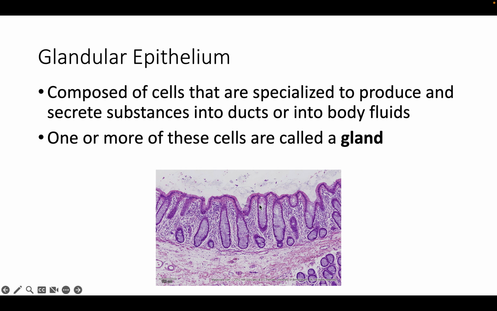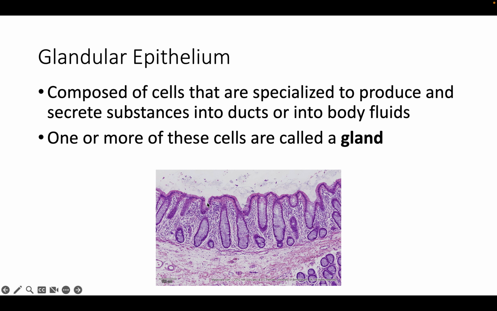Oh, I guess there's one more epithelium tissue. Sorry. Psych. Glandular epithelium. This is composed of cells that are specialized to produce and secrete substances into ducts or onto bodily fluids. One or more of these cells are called a gland. If you look right in here, these indents, you can see these glandular cells. They almost look like goblet cells, but they're going to be found in here.